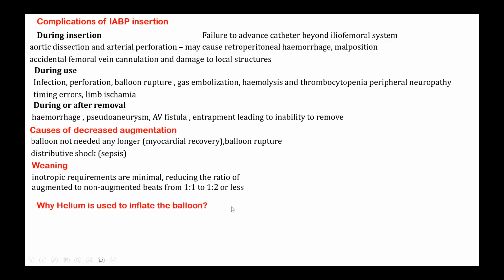And what is the reason for helium being used to inflate the balloon? Any idea, Dr. Kamal? Why not use air? Maybe because it has a lower density, sir. Lower density, yes. You are correct. It has a lower density. What is the advantage?